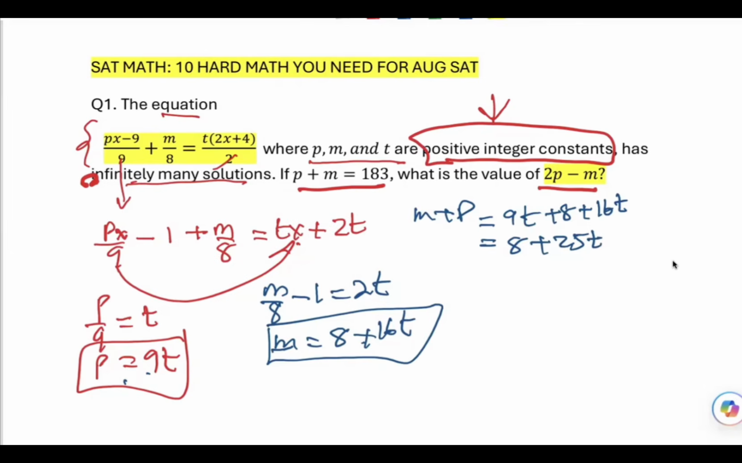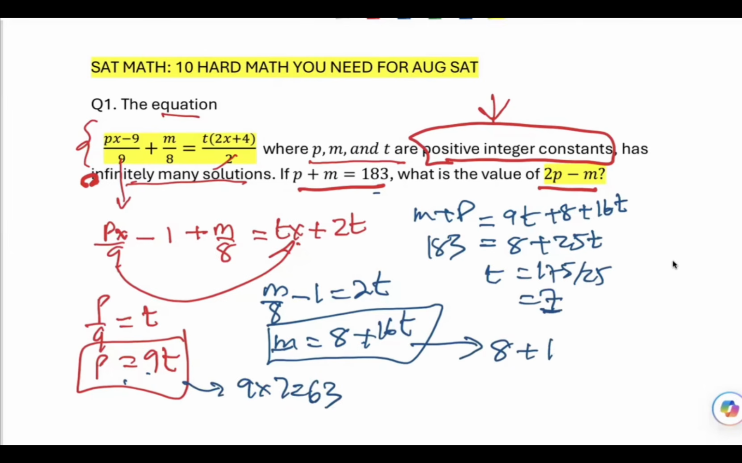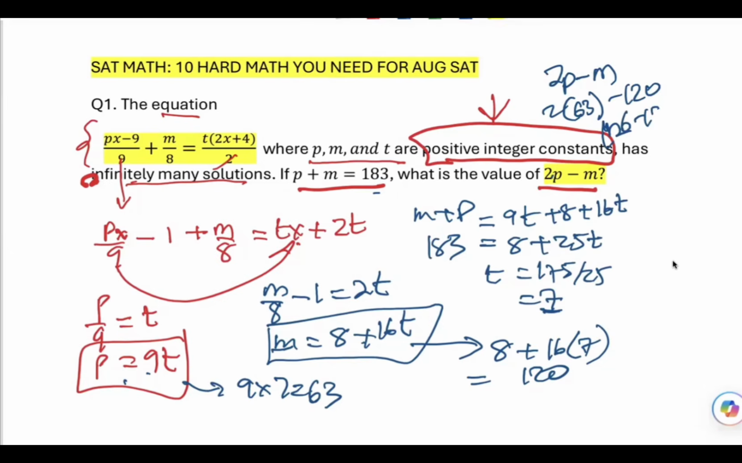What is m plus p? Think about it. You've been given 183. Find t. T is going to be 175 over 25, and t is 7. If I know t is 7, 9 times 7 is 63. If I know t is 7, 8 plus 16 times 7 is going to give you 120. That's all. Your expression, 2p minus m. 2p is 126, m is 120. Think about it: 126 minus 120. Answer choice is 6. This is how you do it.